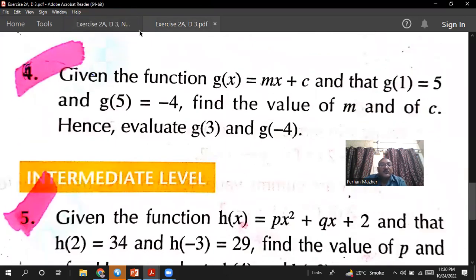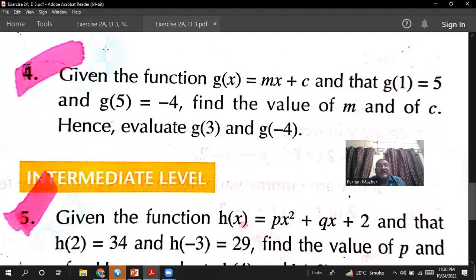So exercise 2a from the book D3, New Syllabus Mathematics 7th edition, question number 4. Given the function g of x is equals to mx plus c, and given that g of 1 is equals to 1 and g of 5 is equals to minus 4. Find the value of m and of c, hence evaluate g of 3 and g of minus 4.